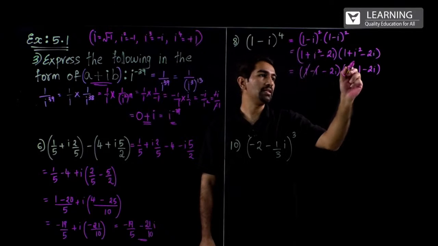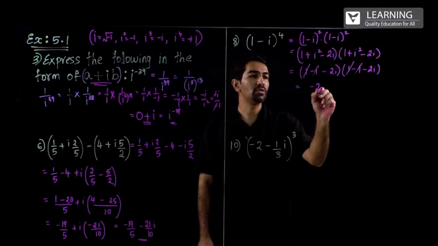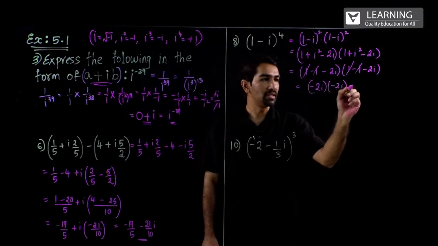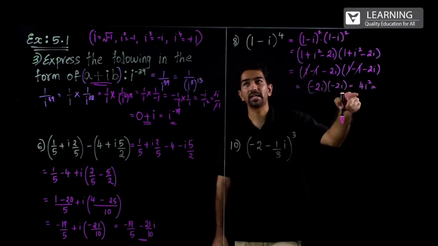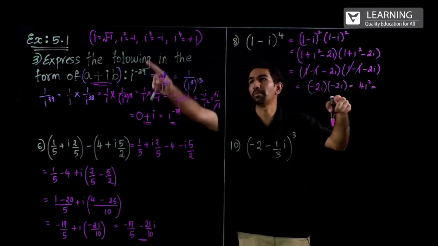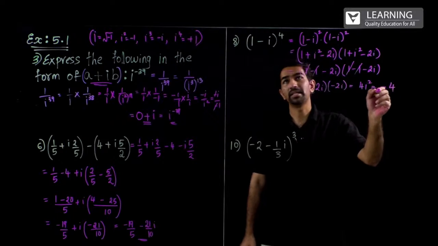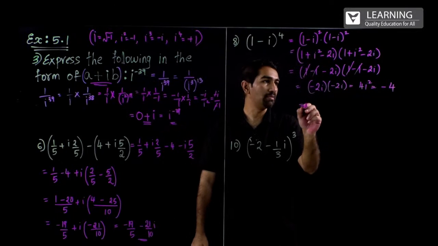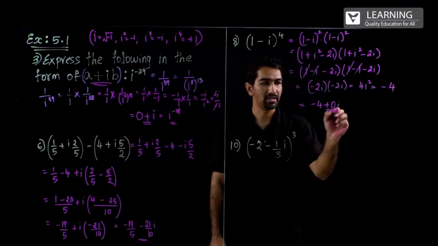Plus 1 minus 1 cancelled, plus 1 minus 1 cancelled, we have minus 2i into minus 2i, which is equal to 4i square. So i square is again equal to how much? Minus 1. So this will be minus 4. So how do we write it in the a plus ib form? That can be written as minus 4 plus 0i. This is the a plus ib form of question number 8.